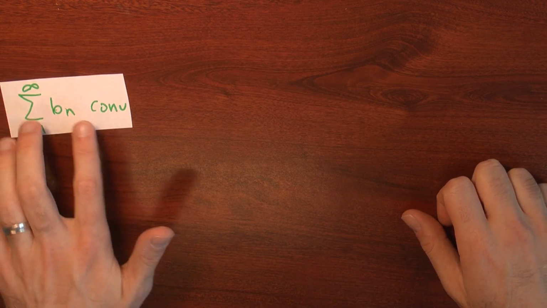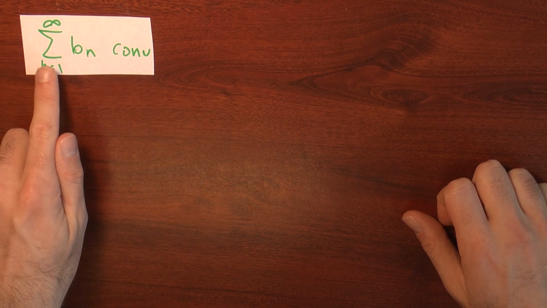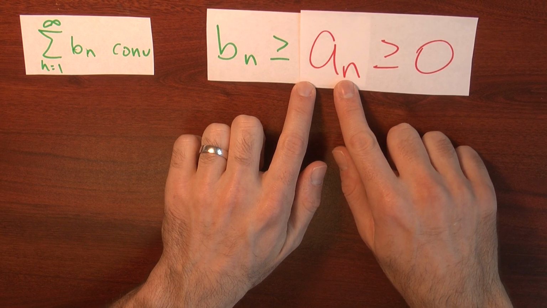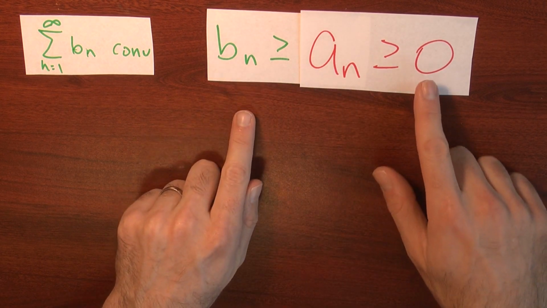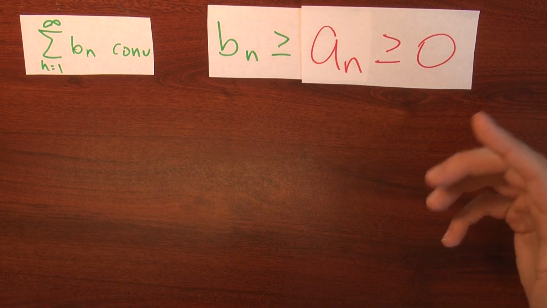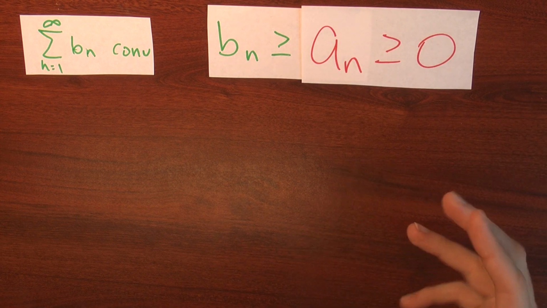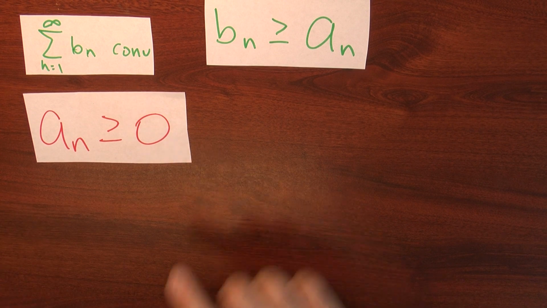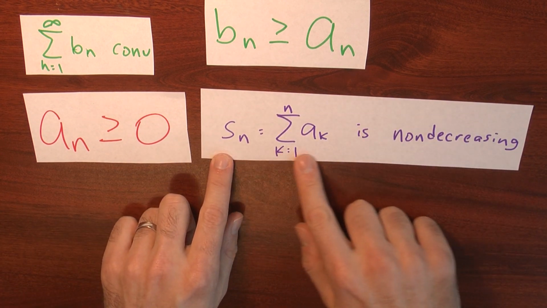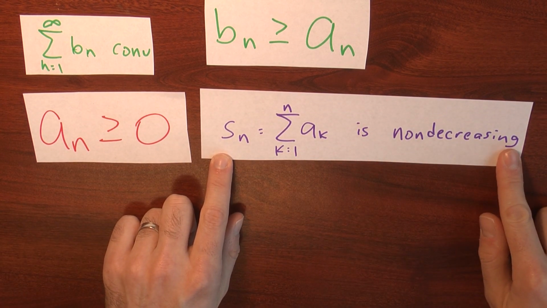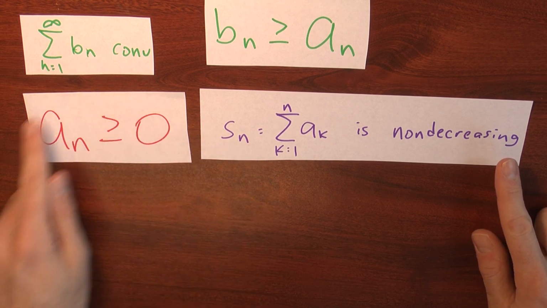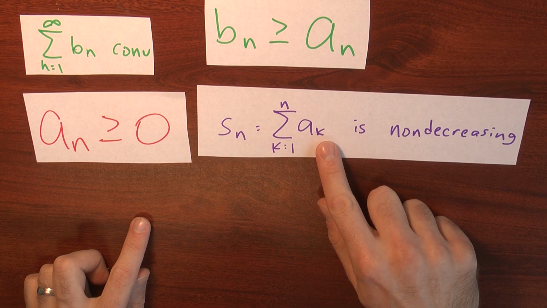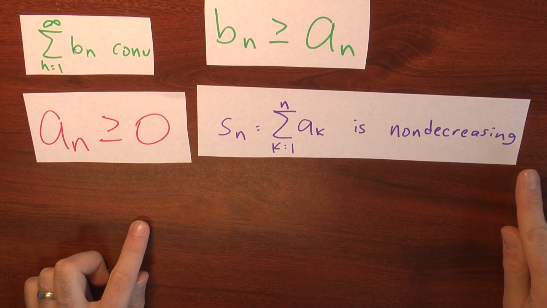So one direction went like this. I'm imagining I've got a series, the sum of the b sub n's converges, and the a sub n's are trapped between b sub n and 0. And then I'm going to conclude that the sum of the a sub n's converges. Well, because the a sub n's are all non-negative, that tells me that the sequence of partial sums is non-decreasing. This is where I'm using the crucial fact that the a sub n's are non-negative, to get that the sequence of partial sums is non-decreasing.